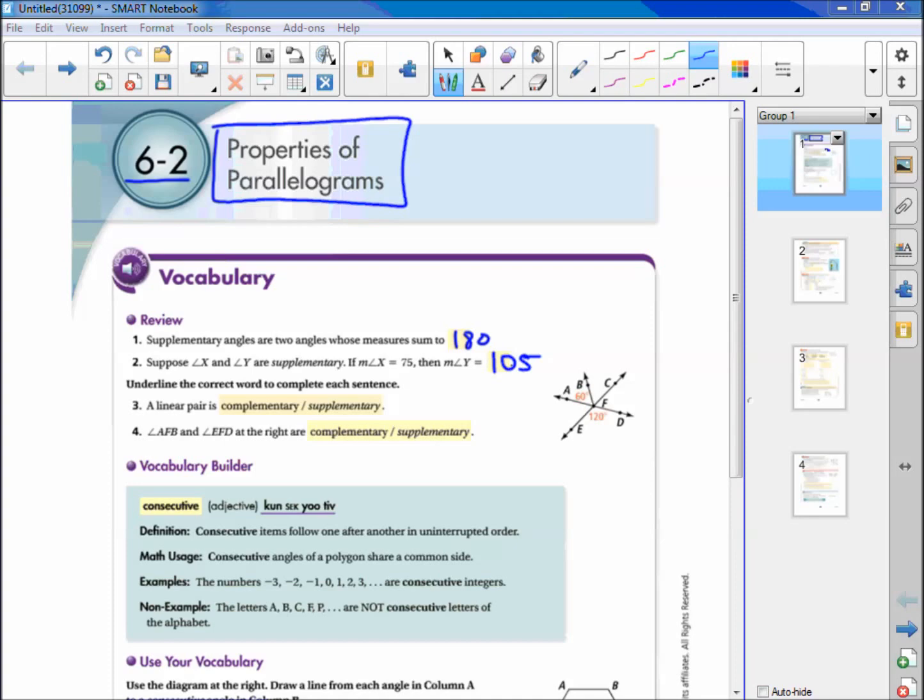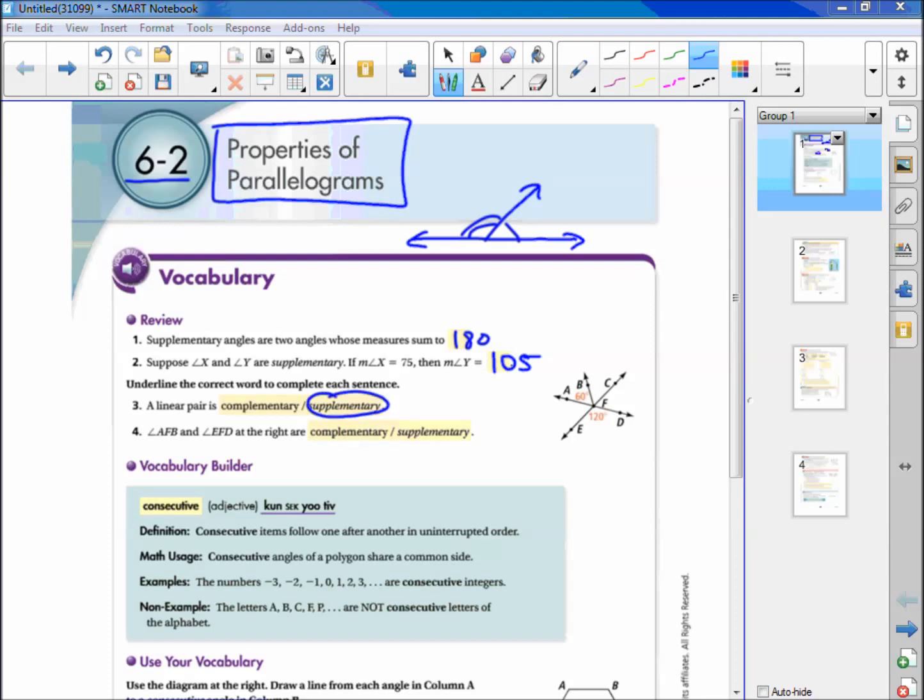Okay. Underline the correct word to complete each sentence. A linear pair. Okay, so a linear pair is two angles that are adjacent and together form a line. So this angle and this angle form a linear pair. In a linear pair, it makes a line, so that's 180 degrees. So these are supplementary. Okay, straight angle.